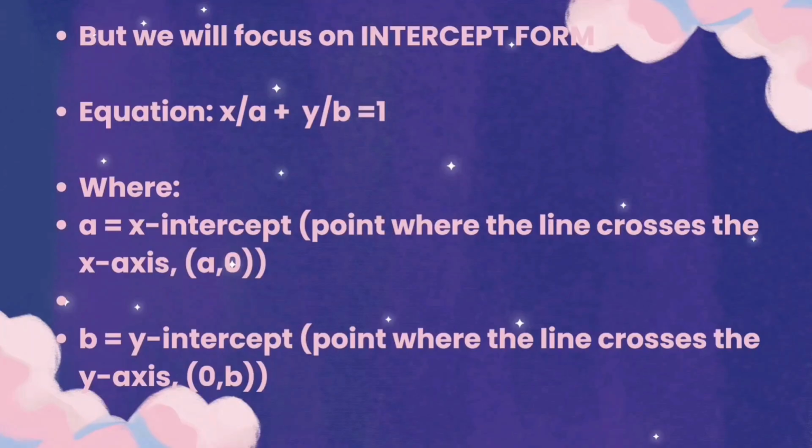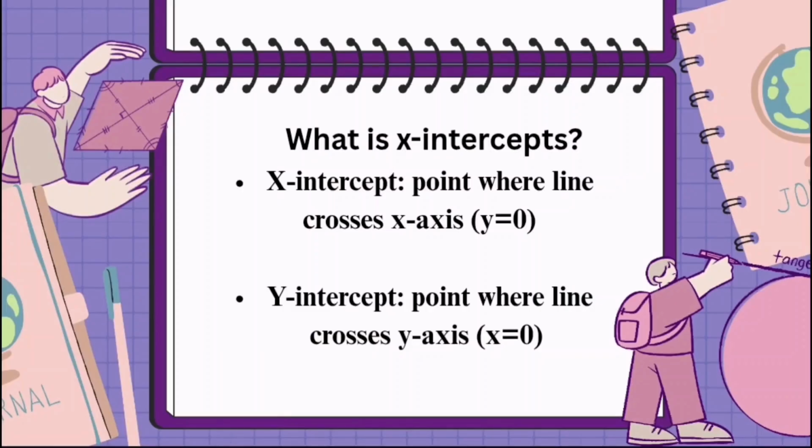So the coordinate is (0, b). Example, if b is equal to 2, the line crosses at (0, 2). What are intercepts? First, we will learn what intercepts are. Intercepts are the points where a line crosses the coordinate axis in a graph. There are two types of intercepts, x-intercepts and y-intercepts.